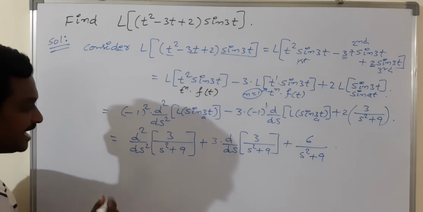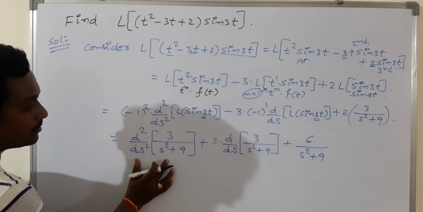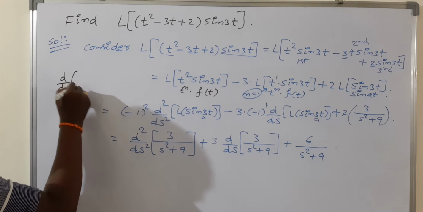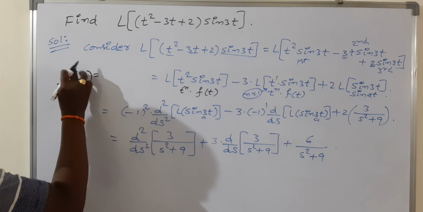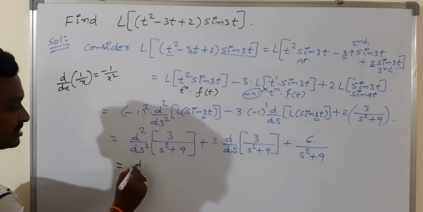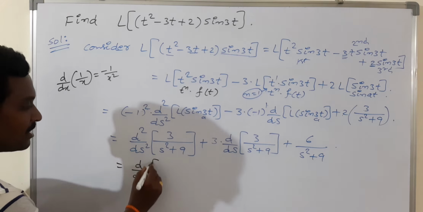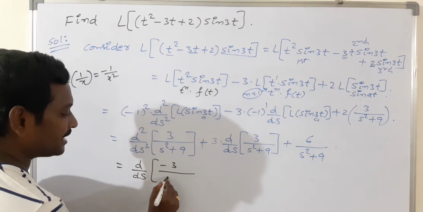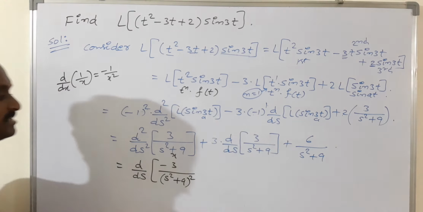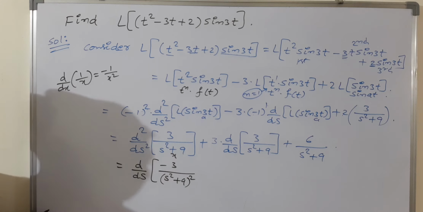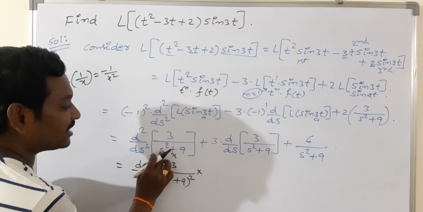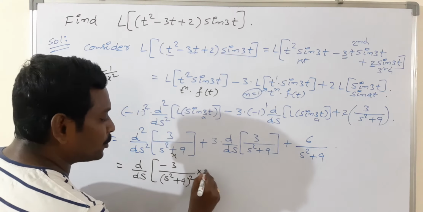Now take the first derivative of this term. Okay. Clearly it is in the form of d by dx of 1 by x. What is the derivative of 1 by x? Minus 1 by x square. That's why first derivative becomes d by ds of minus 3 by s square plus 9 whole square. You can imagine denominator as x, then write the internal derivative. Internal derivative for s square with respect to s is 2s.